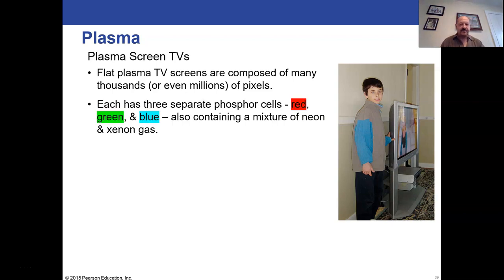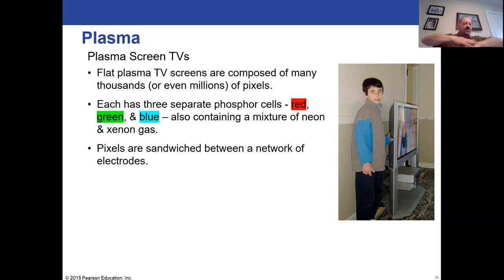And each one of those pixels has 3 little cells that have different phosphors in them. One that produces red light, one that produces green light, one that produces blue light when they're excited by other light hitting them, usually ultraviolet. They also have a mixture of neon and xenon gas to produce some of the other light to activate these. And the pixels are actually sandwiched between electrodes, so there's an enormous amount of circuitry in a plasma TV.